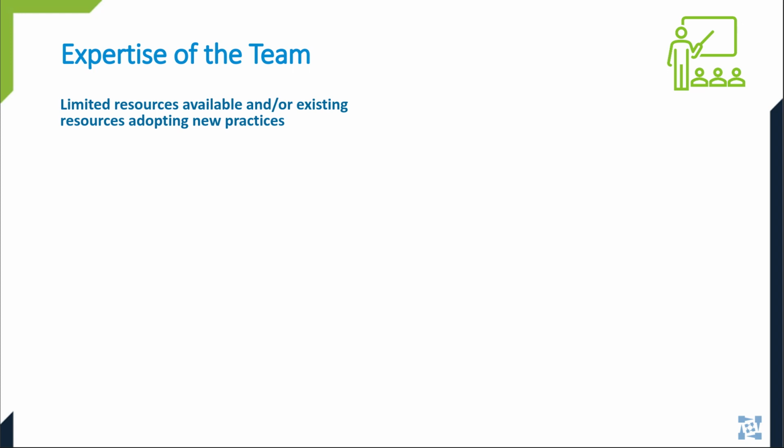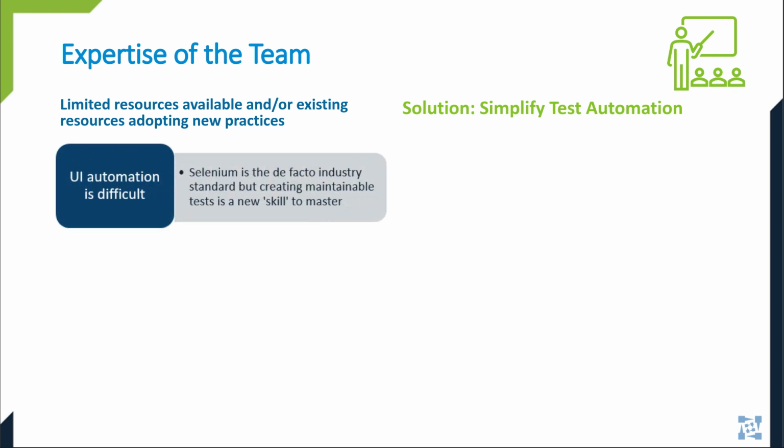Regarding expertise, there are several common areas or practices that may be included as part of your test automation strategy, including UI, API, and non-functional testing. The goal is to simplify test automation to enable the team with the right types of training, expertise, and tools so that they can do their jobs more effectively.